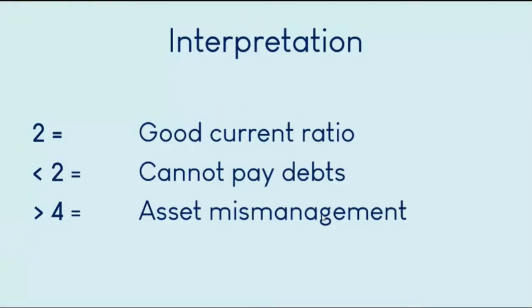Less than 2, that means we cannot pay debts because the current assets is composed of the inventories and accounts receivable. So those are cash values that are not yet ours or hasn't been converted into sales yet. If it's more than 4, they said it was an asset management, although I think this is a judgment call depending on the business. If they wanted more liquidity, as long as they're not going bankrupt, I think more than 4 is an okay current ratio.